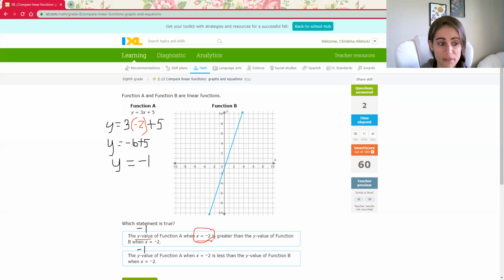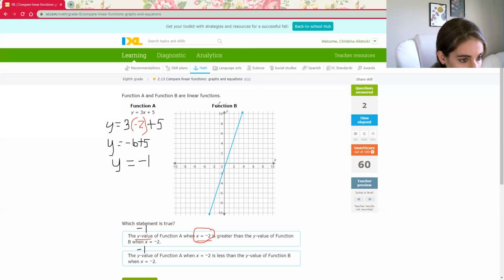Now let's find the y value for function B. This is going to be a little bit faster because we have a graph. Like the vertical line test, remember how we would run the vertical line test to see if we had any repeating x's? I can run a vertical line through the x value of negative 2 and see where it intercepts my graph.